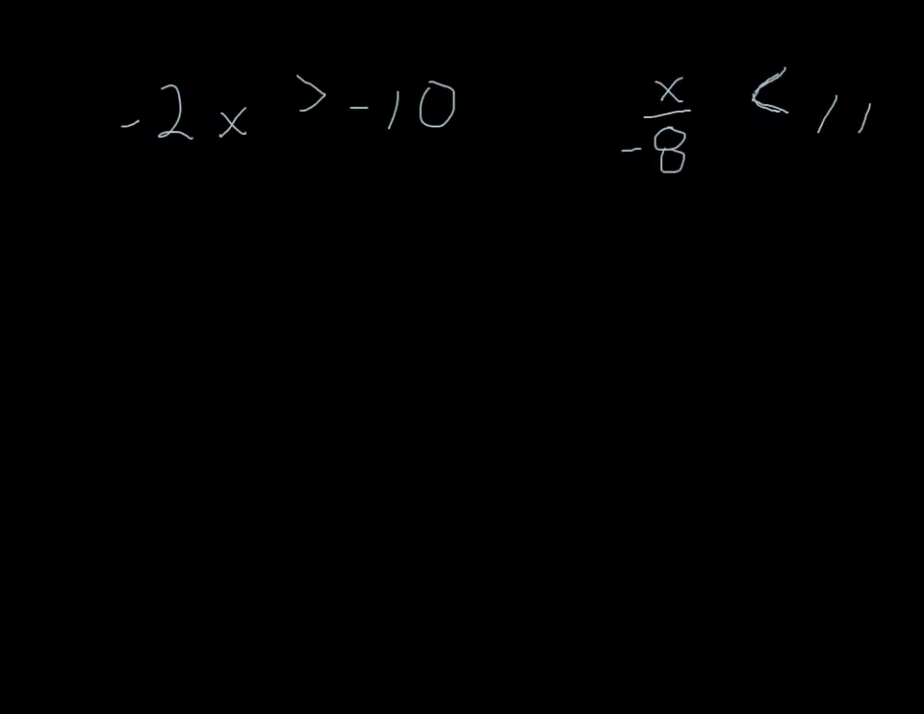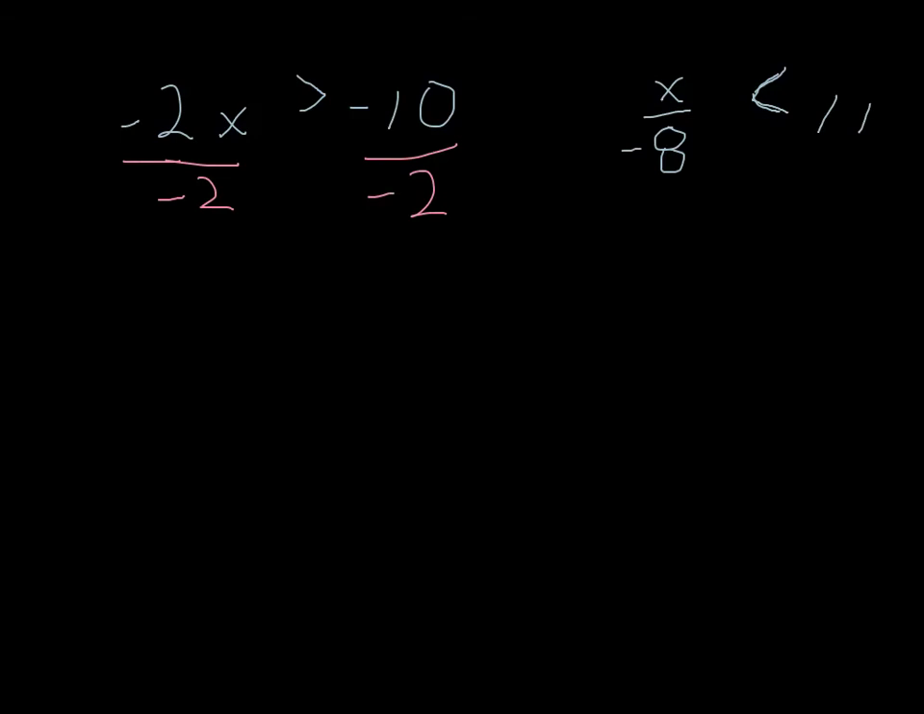Now here we have an example where negative 2 is being multiplied by x. And this says negative 2 x is greater than negative 10. In order to do the inverse operation of x times negative 2, we're going to divide both sides by negative 2. Now this is where that exception comes in. If we multiply or divide by a negative number, then we need to change the sign.